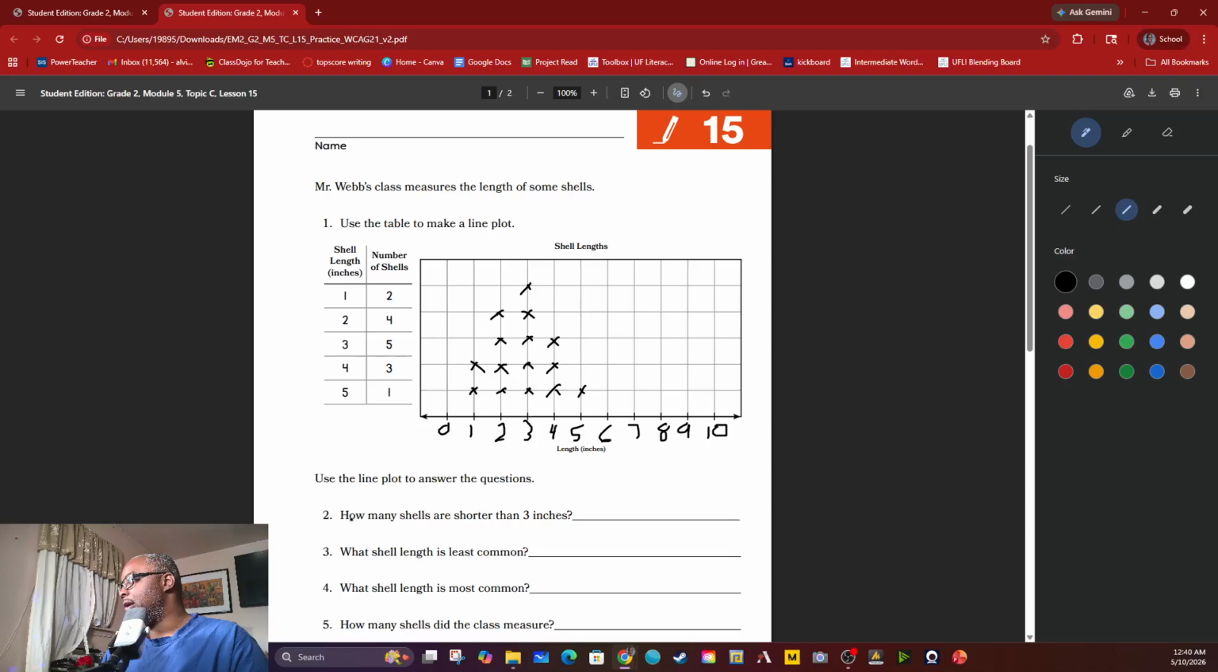All right, so number 2, how many shells are shorter than 3 inches? So they're asking for the total. So how many shells are shorter than 3 inches? So we have 1, 2, 3. Ooh, nope, that won't work because I counted 4. So we have 1 and 2. So we have 1 and 5, and that's simple. 6 shells. We have 6 shells that are less than 3 inches.